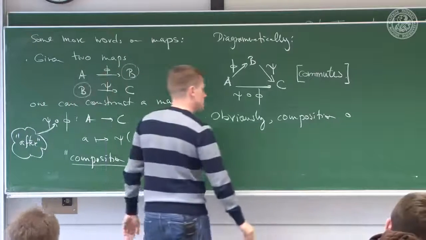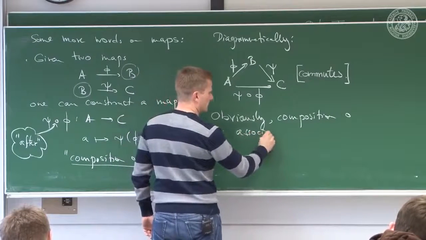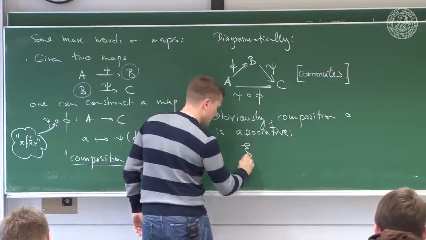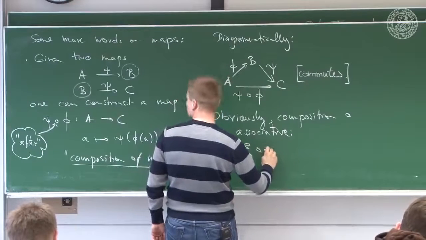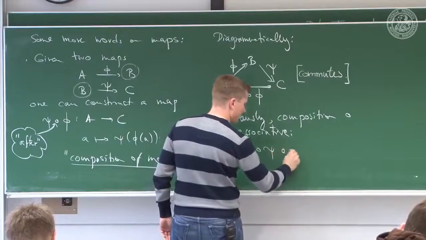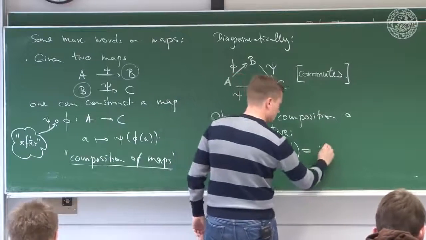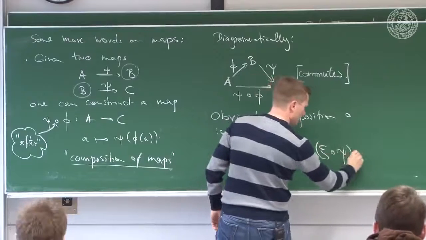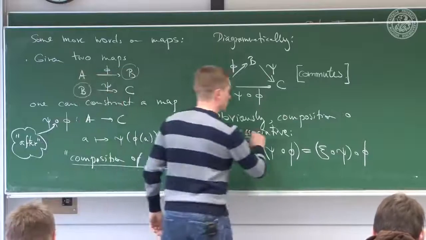So obviously composition circ is associative. So if you have a third map, chi, and you first evaluate chi after psi, and then after phi, then it is the same as chi after psi after phi. Okay, composition is associative.